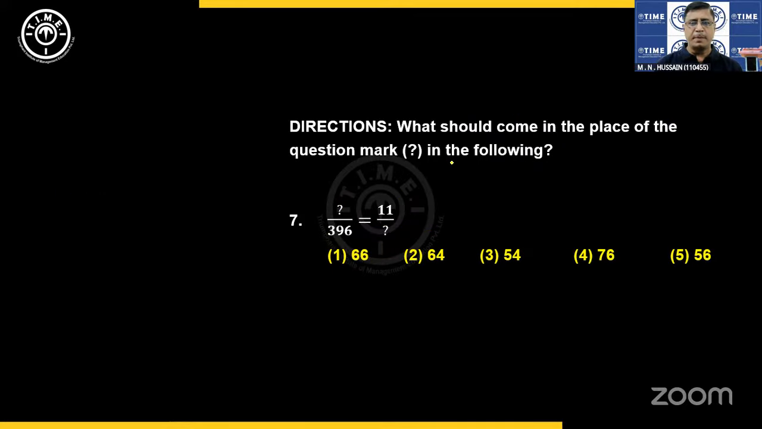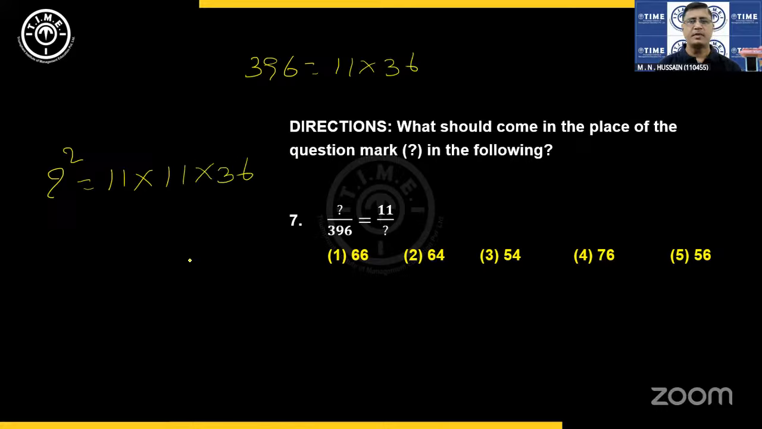Now look at the directions here. What should come in place of question mark in the following? Question mark by 396 is equal to 11 by question mark. Question mark square is equal to 11 into 396. Dear students, 396, it is 11 into 36. Now just observe. What is the value of question mark? 11 into 6. 11 into 6 is equal to 66. Now the right choice, option number 1. First option is the correct answer.